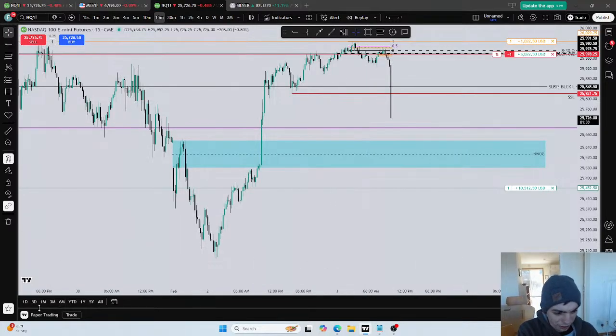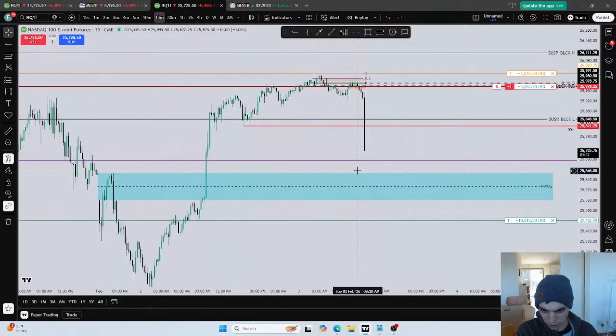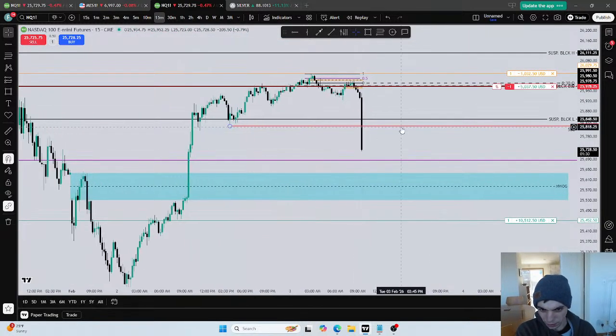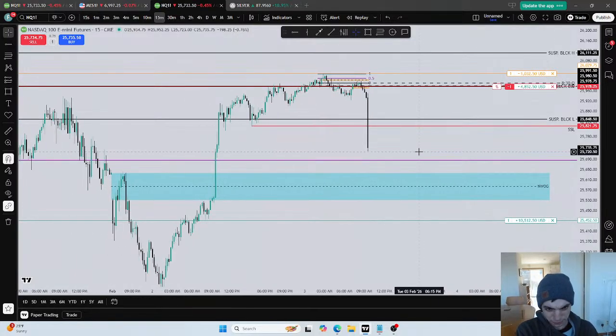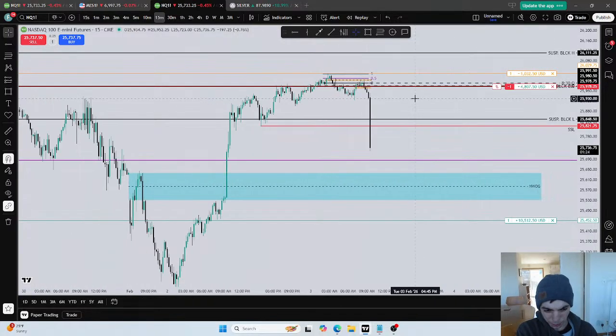I am trading this on my Apex funded account. Open 2 micros from the same price here as I have on my paper trading.